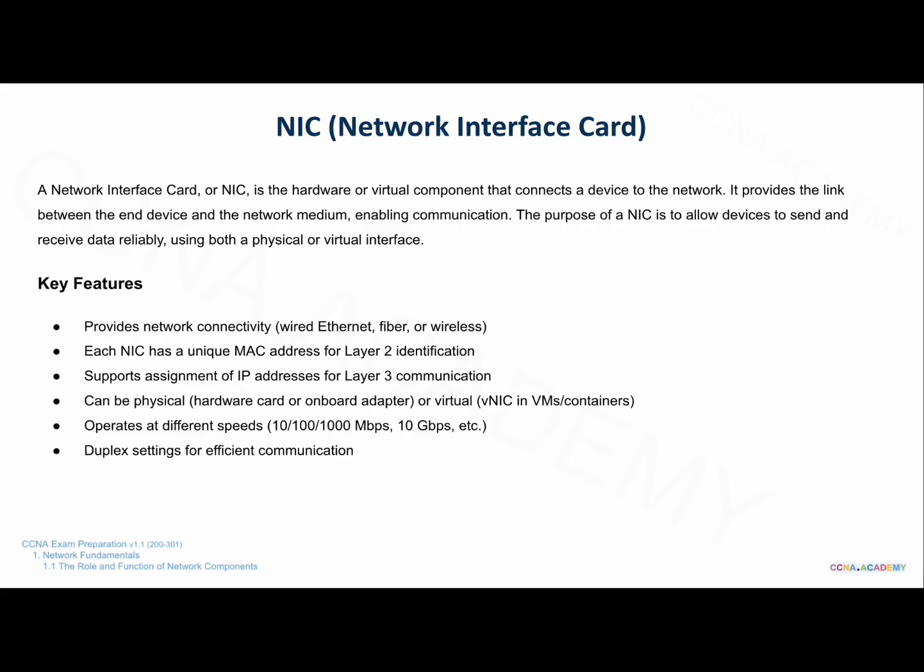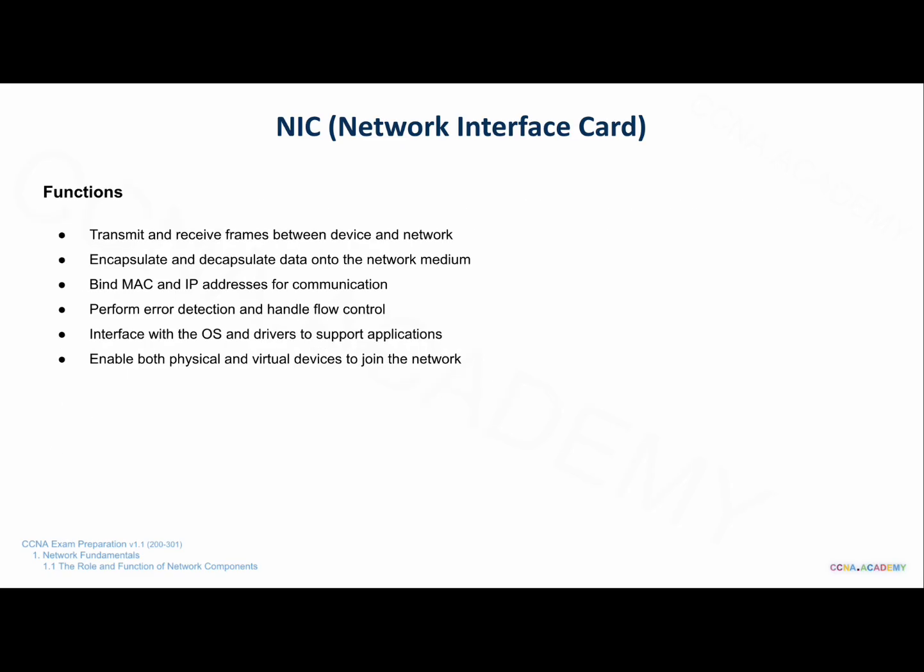Each NIC has several important features. It always provides a unique MAC address for identification at Layer 2 and supports the assignment of IP addresses for communication at Layer 3. NICs can be wired or wireless, physical or virtual, and support different speeds and duplex modes depending on the hardware. In operation, the NIC handles the transmission and reception of frames, encapsulates and decapsulates data, and ensures error detection and flow control. It works with the operating system to bind MAC and IP addresses, allowing applications and users to reliably communicate over the network.